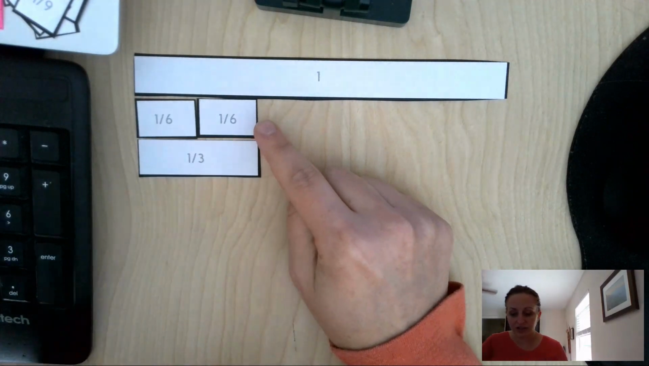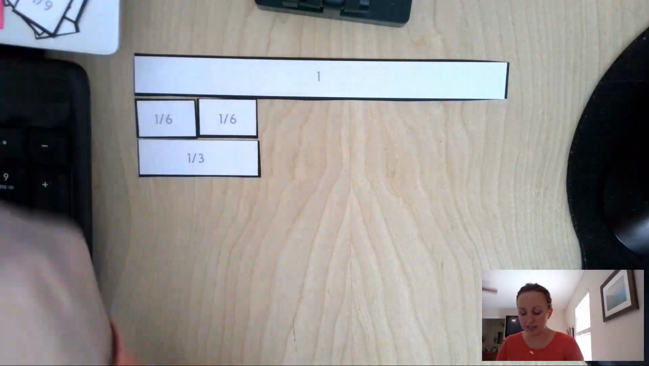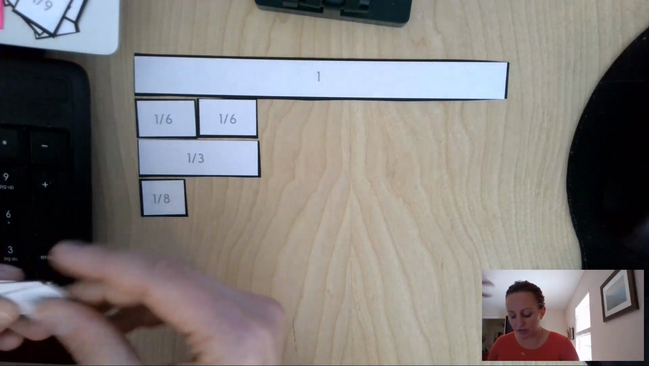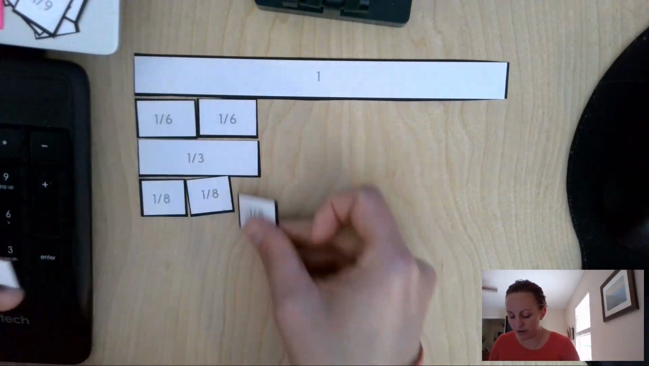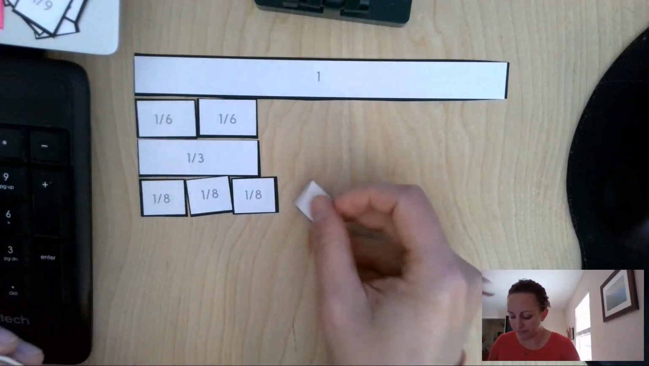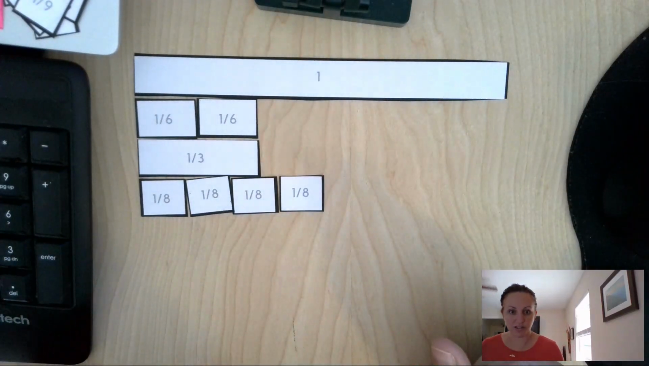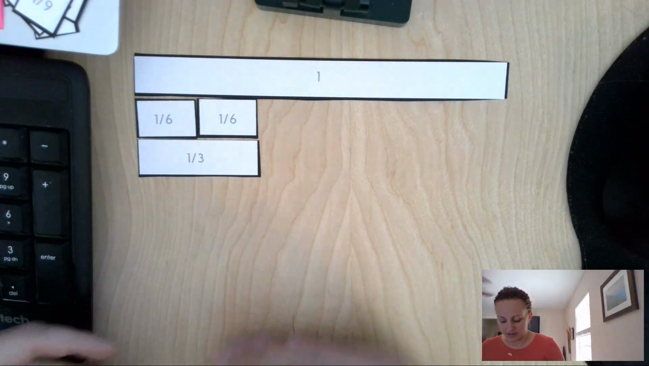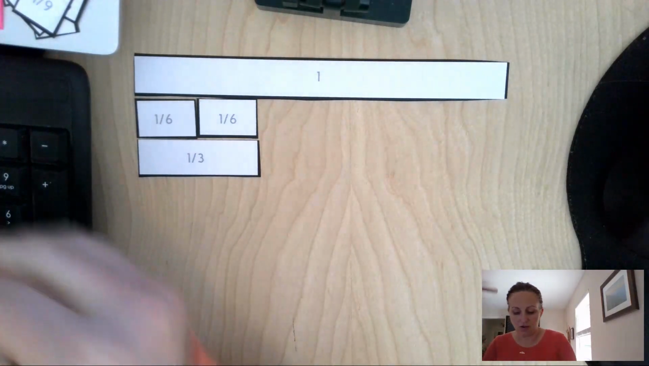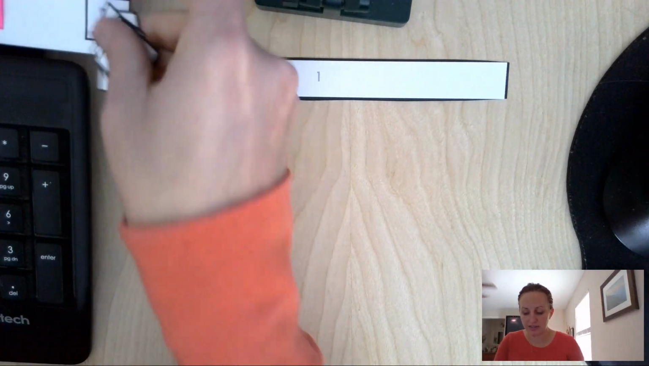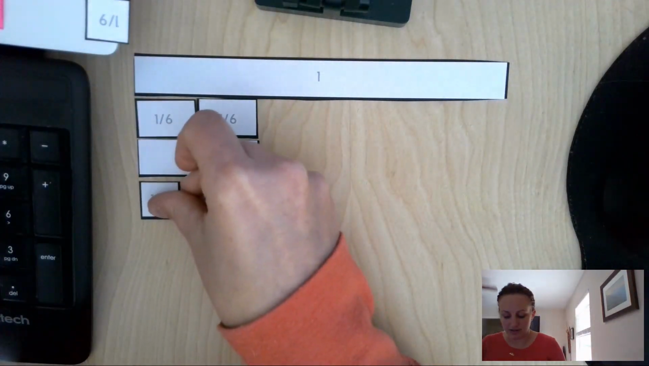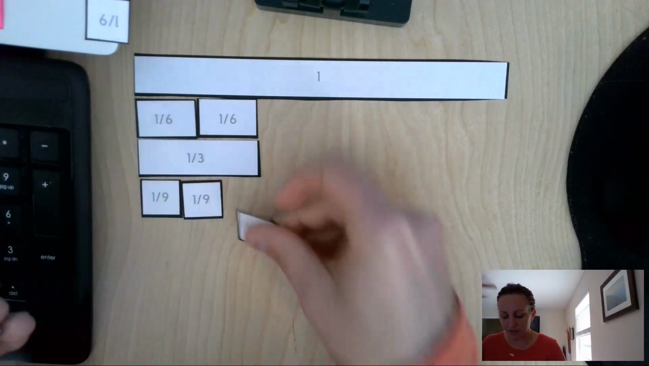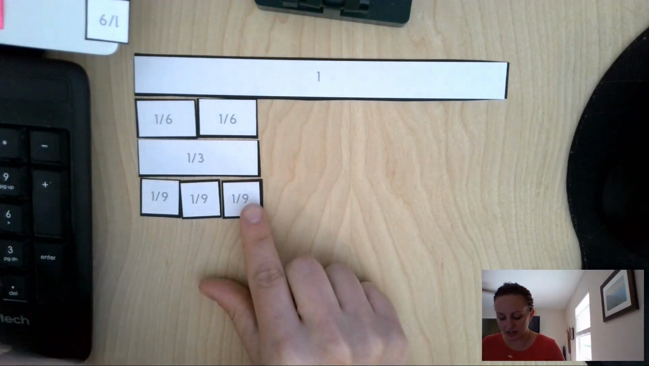All right, I don't have 7ths, so let me try 8ths. All right, because I know that it has to be smaller if I'm going to have more of it. So let's see here. Can I do 4? I know there would be 4 of them. No, that's too big, right? 4/8 is too much. All right, so now I'm going to try 9ths. You see, this is just a lot of guessing and checking at this point in time. We're going to talk about a strategy.